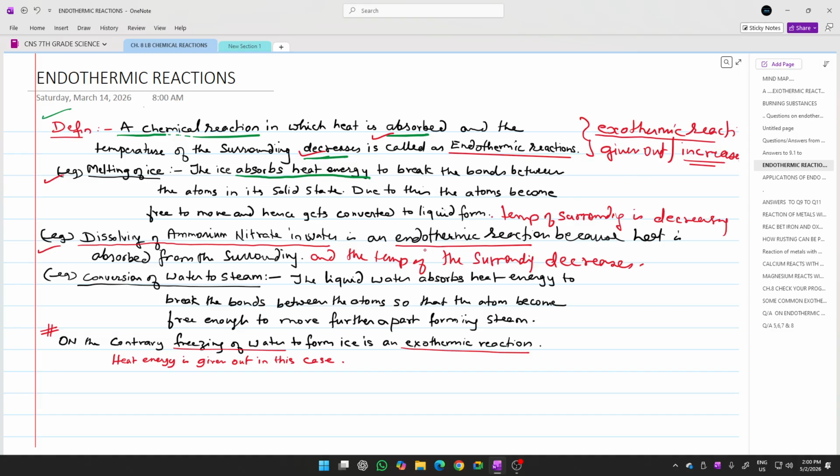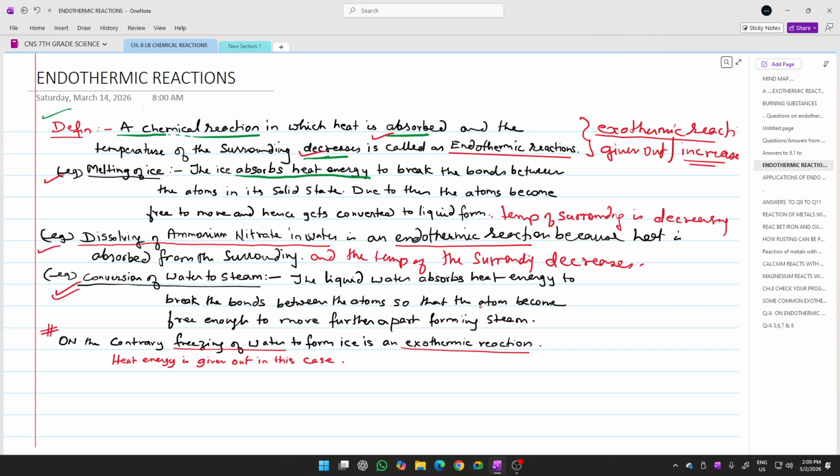There is one more example: conversion of water to steam. When water is getting converted to steam, that is also considered an endothermic reaction. Why? Because in the liquid state, the liquid water absorbs heat energy to break the bonds between the atoms of the water, and they move further apart to form gas or vapor.